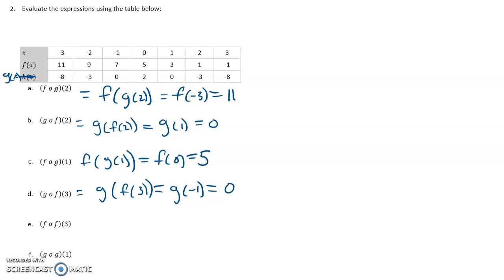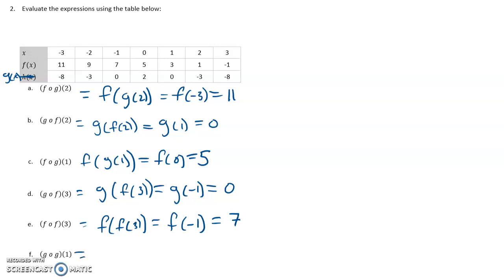We haven't seen this one yet, but this has f of f of 3. So I'm going to plug in 3 to the function f of x, and we're going to see what we get. So when x is 3, f of x is -1. So f of 3 is -1. So now we're going to evaluate the f of -1. When x is -1, the value of f is 7. So f of f of 3 is 7.